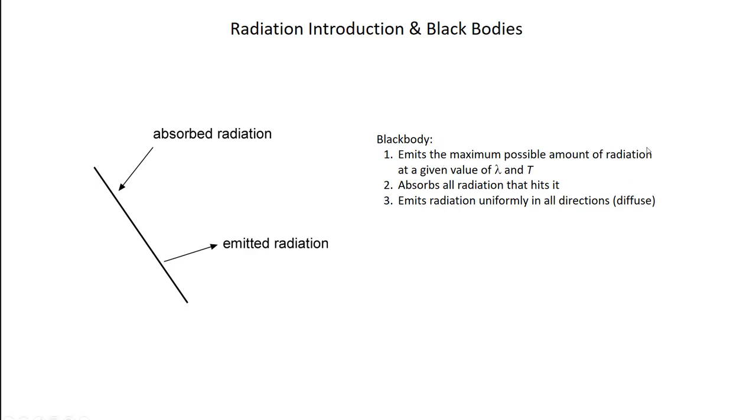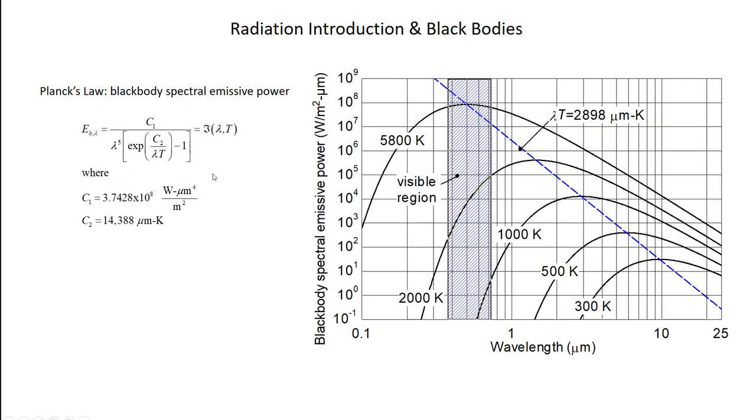So this maximum possible upper limit is given by what's called Planck's law. So Planck's law is this equation right here. It gives you the black body spectral emissive power. So we'll come back and talk about spectral emissive power and what that means. But this equation is the maximum possible amount of radiation that any surface can emit at a given wavelength and temperature, right? So you can see that it is a function of wavelength and temperature, right? It's E_b sub lambda, so the lambda means it's a function of wavelength.